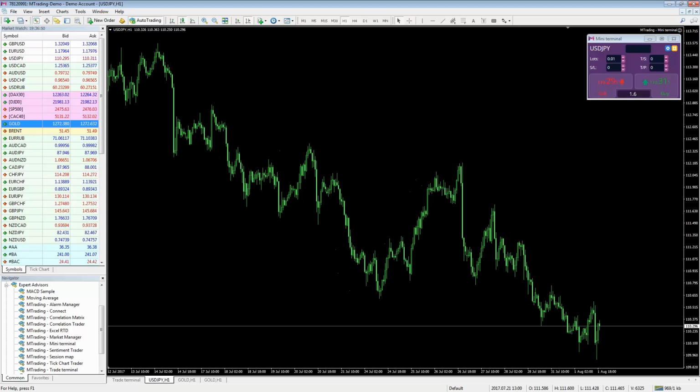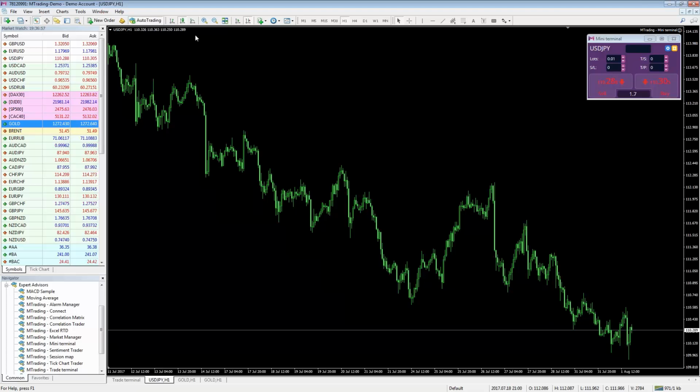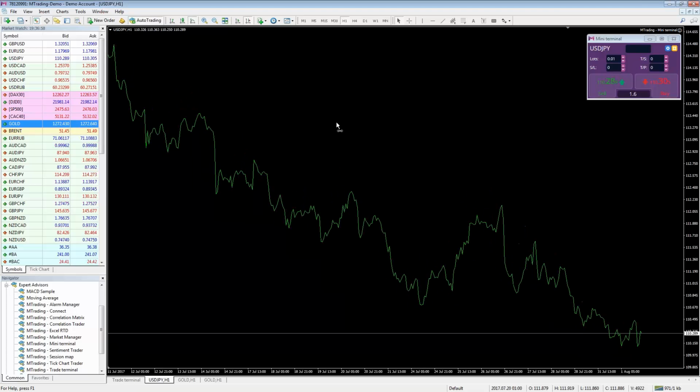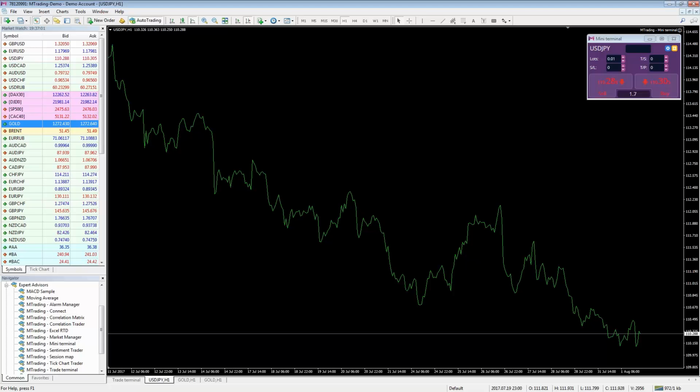So what I have here is a dollar-yen chart. We'll start off with the basics, guys. I will just change it to this. So what are we seeing at the moment, guys? If anyone wants to put it in the chat, please do. What am I seeing currently?